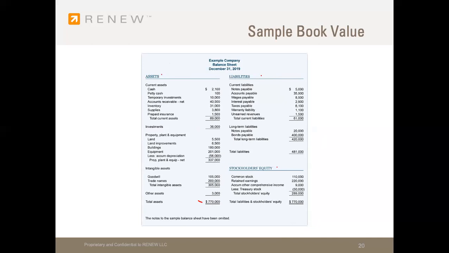Can anybody tell me what this figure is, 770? Any guesses? Anyone want to chat the answer? Is that the value of the business? Does anybody know? Equity, okay. Anybody else have a guess? Enterprise value, great, yes, exactly.